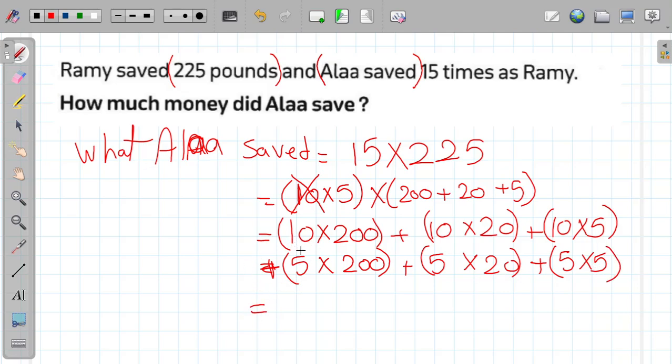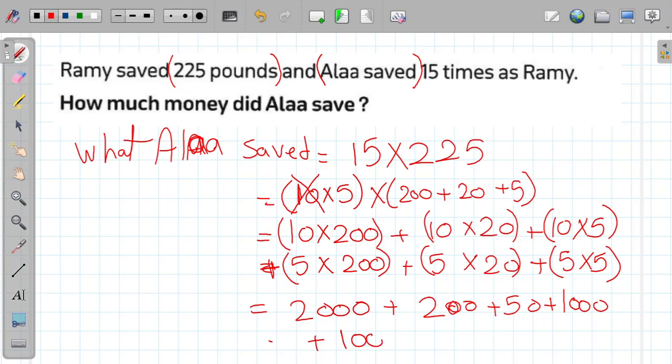The first one here, 10 times 200. I have 3 zeros, and 1 times 2 equals 2. Next I have 10 times 20, 1 times 2 equals 2. Next I have 10 times 5, 1 times 5 equals 5. Next I have 5 times 200 equals 1000. Next I have 5 times 20 equals 100, and 5 times 5 equals 25.